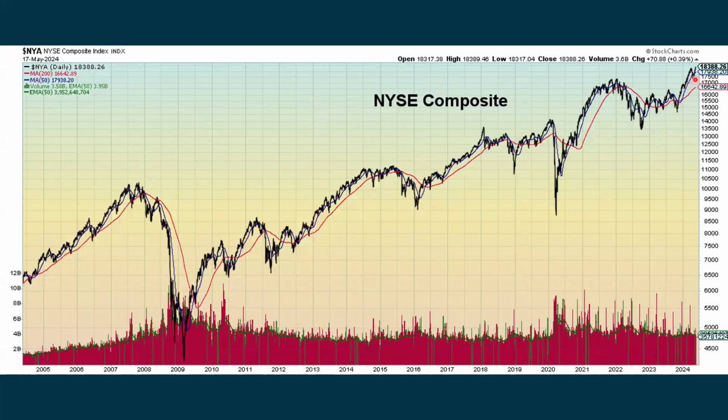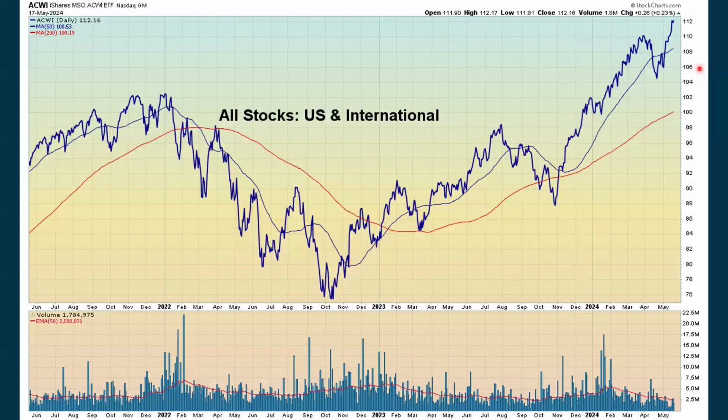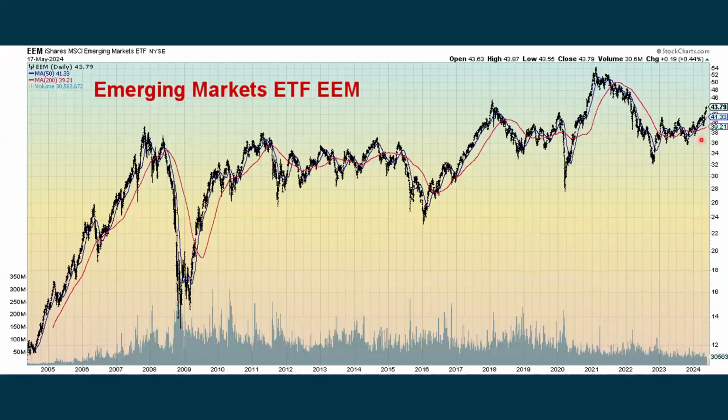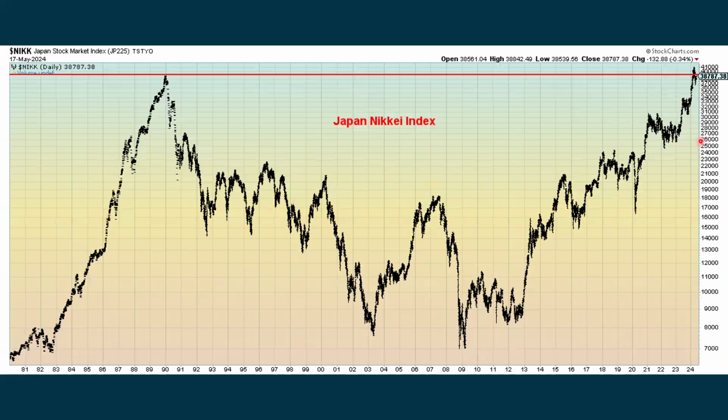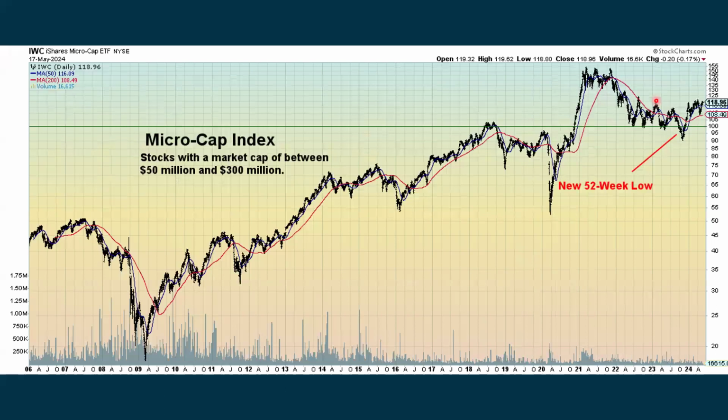The NYSE composite in an uptrend, setting a recent all-time high. All stocks also coming off of a recent all-time high. Emerging markets are starting to show a little more improvement and are in an uptrend, but have a ways to go to get back to their all-time high. And the Japanese Nikkei, that's their main index over there. It finally broke out above highs set back in 1989. It since has been pulling back and is trying to make a run again towards that 1989 level. Microcaps, smaller companies, are in an uptrend. They saw some weakness in April, but now they're bouncing back up as well.